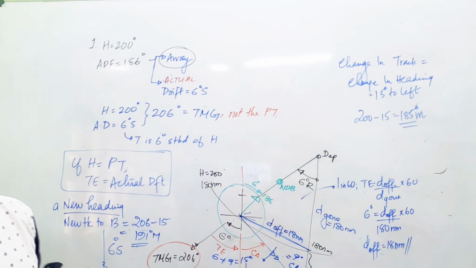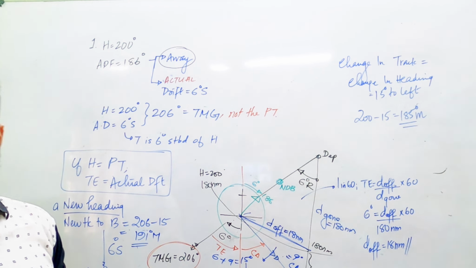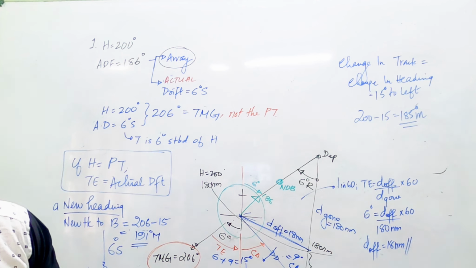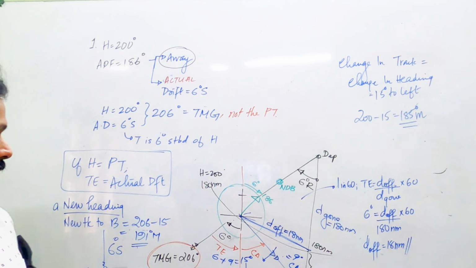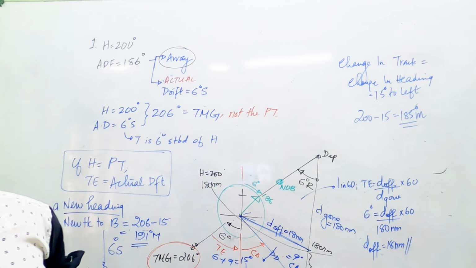Understood? And then that answers the next question also. What is the new track to destination? One more. 191. Yes, the new track to destination is 191. We applied 15 degree track change to 206 and we got 191.